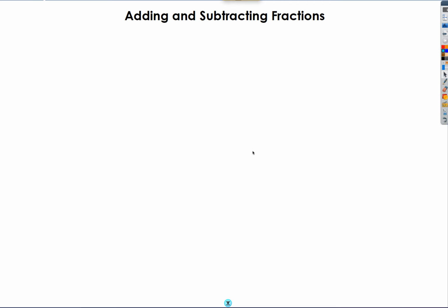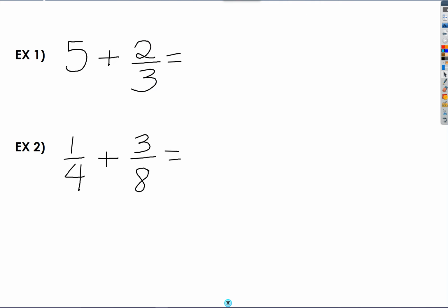So when we are trying to add or subtract fractions, the major thing we're going to do is attempt to get ourselves a common denominator. And I need you to remember that that's the only way that we can add fractions. So as we go through, we are going to do a bunch of examples with fractions.